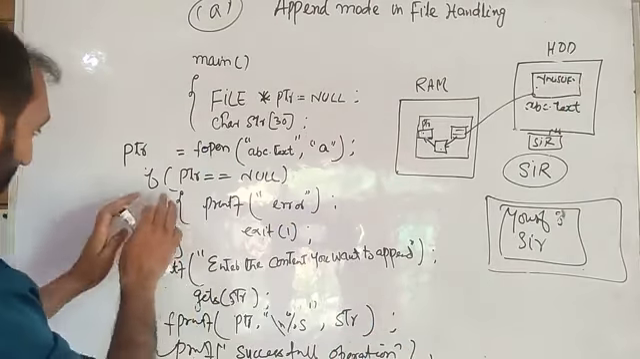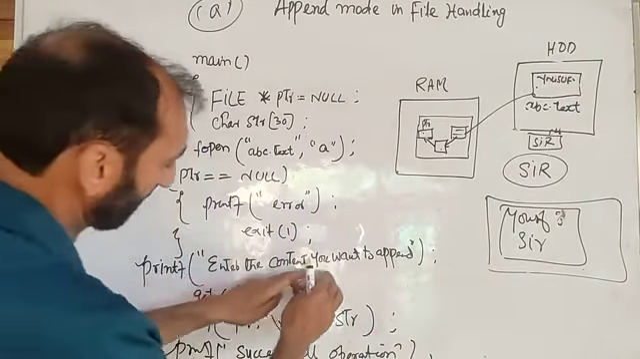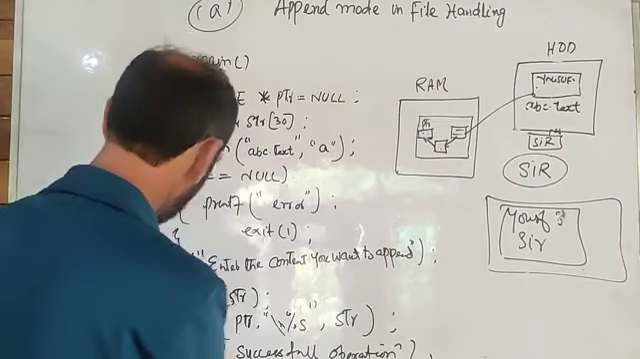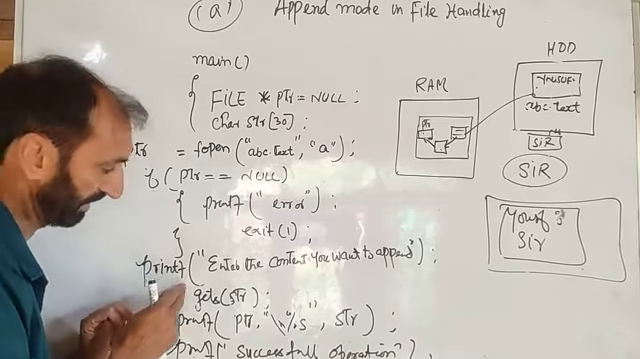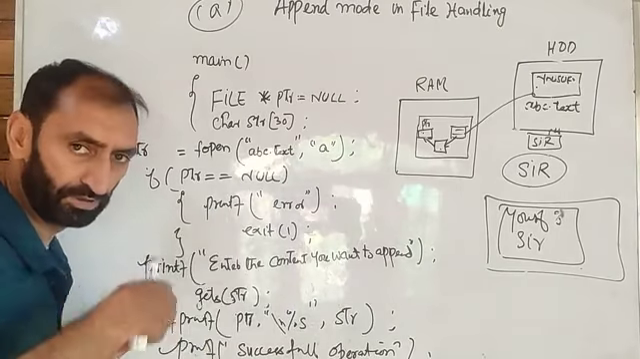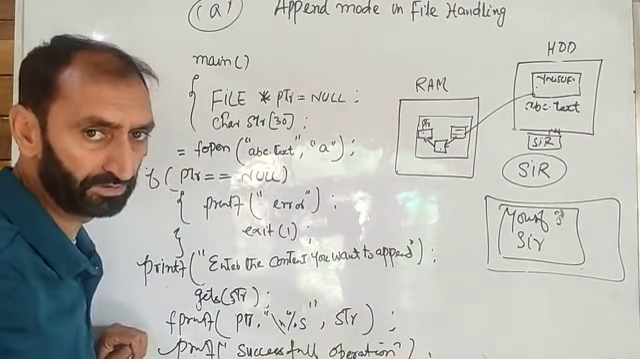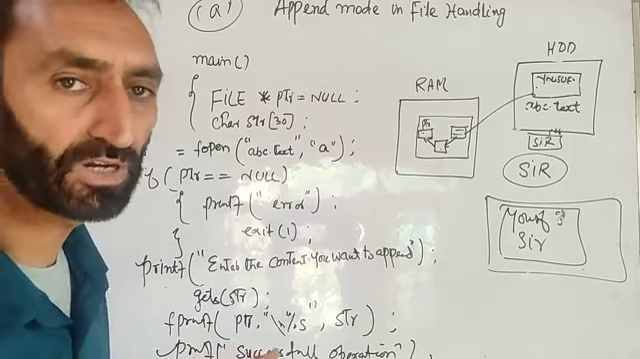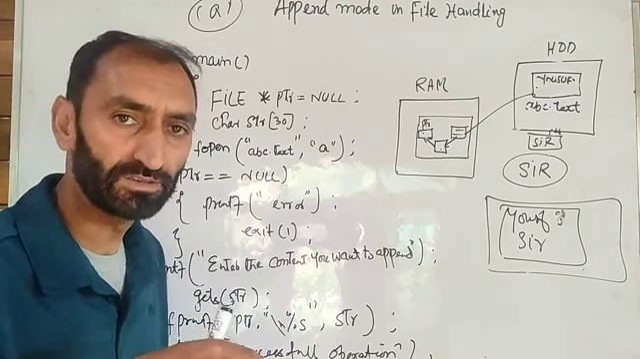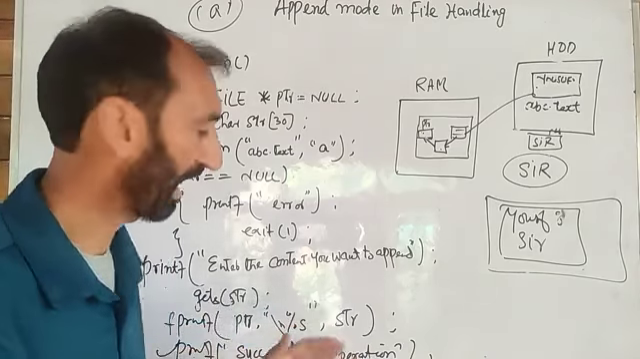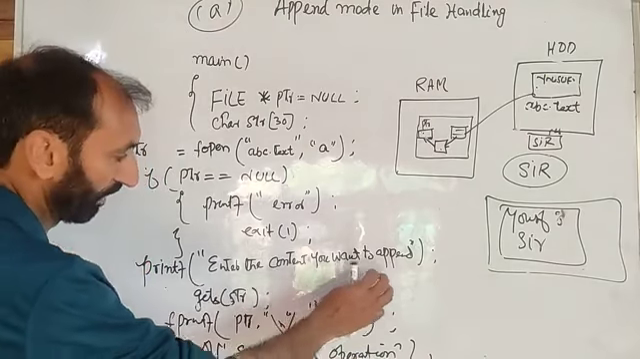So here, printf: enter the contents you want to append. Here I have displayed the message. I have prompted the message because I want to get the content from the user. I want that the user may enter the content. Whatsoever the user wants to append, he may enter. I gave him the choice: enter the contents you want to append.